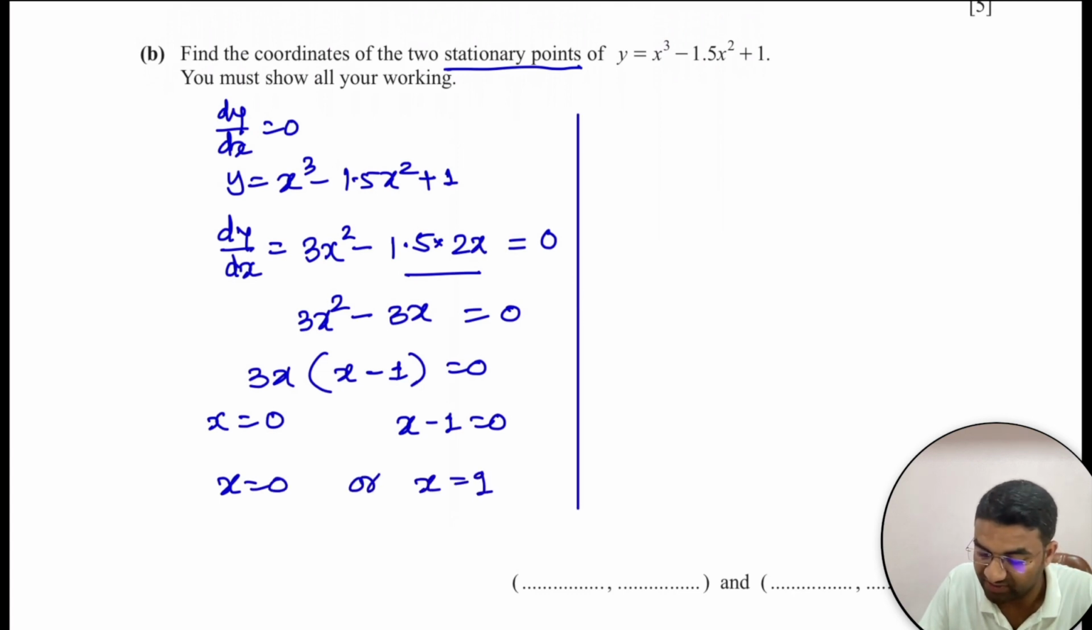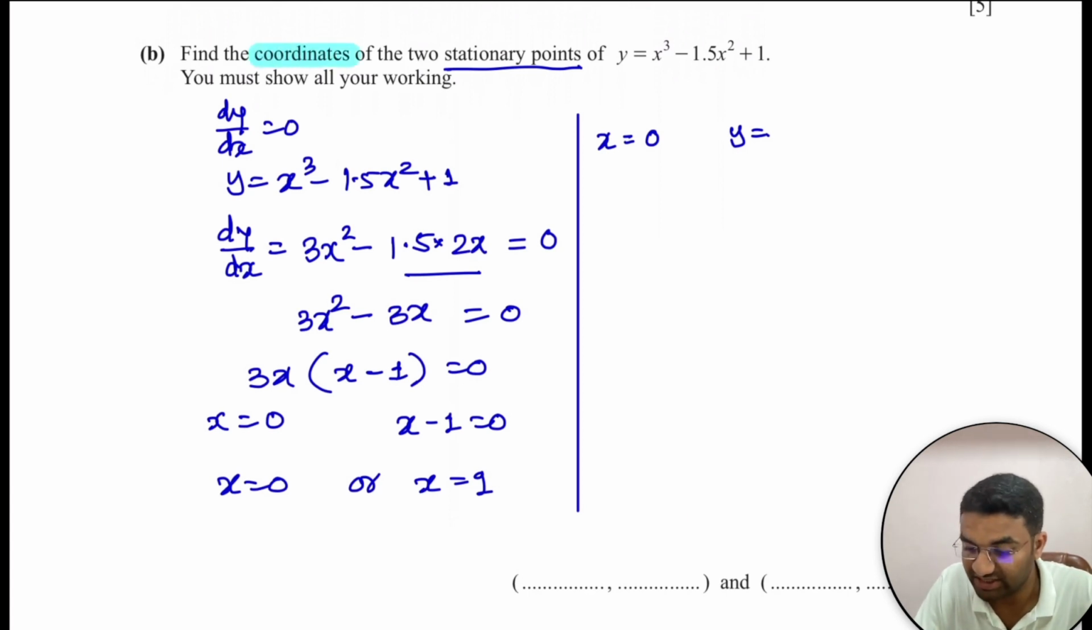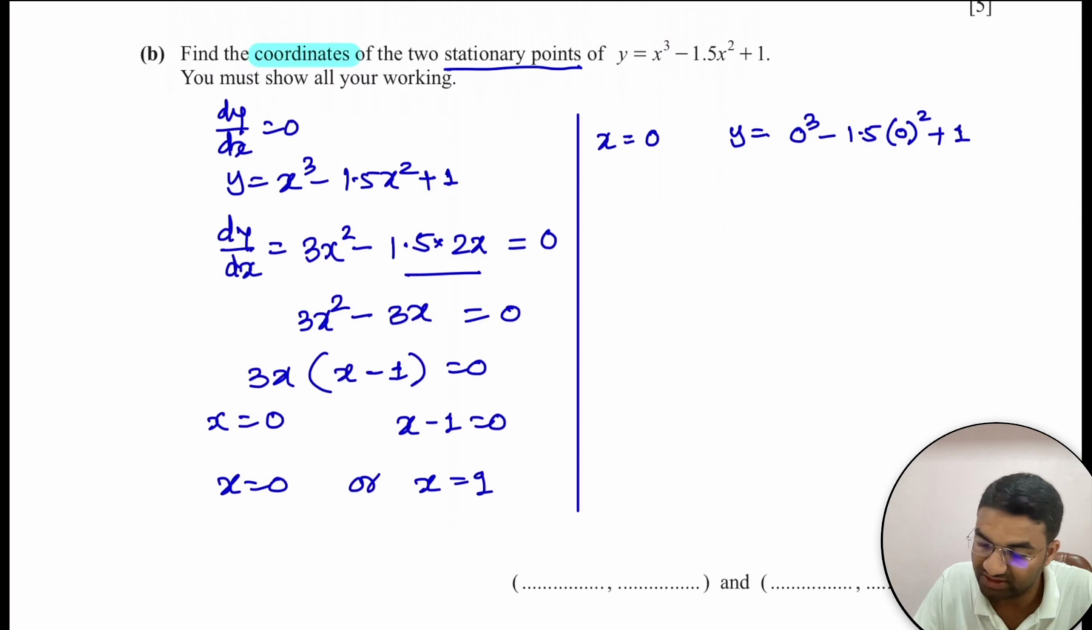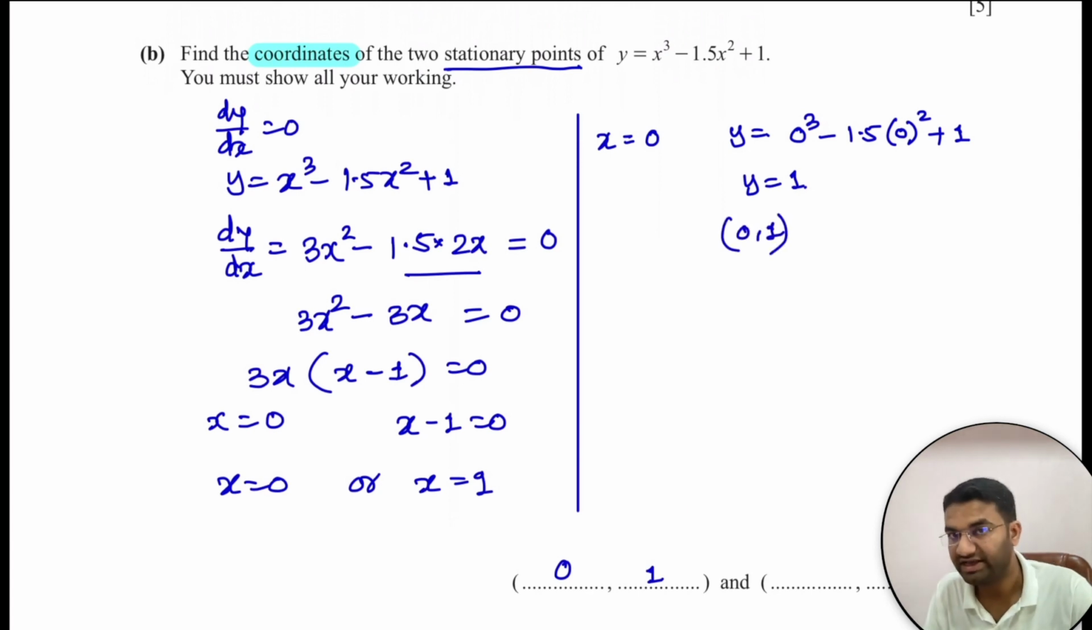And we have to substitute these x values in the given equation of y to find out the y coordinate, because we have to find out the coordinates of the stationary point. Okay, here 0 cube minus 1.5 times 0 square plus 1. So the y point we got is 1. So we can write here 0 comma 1 is the first turning point.